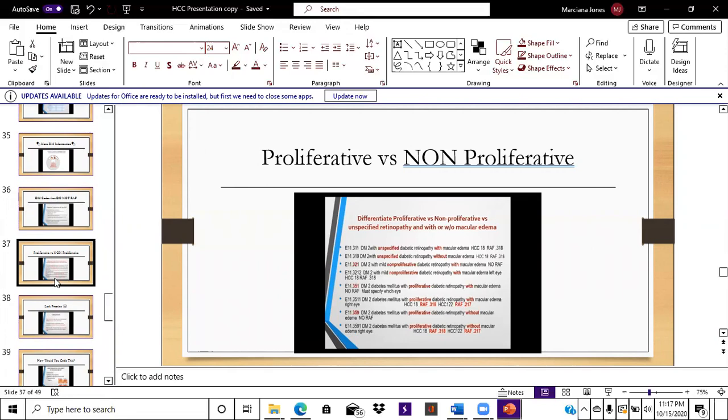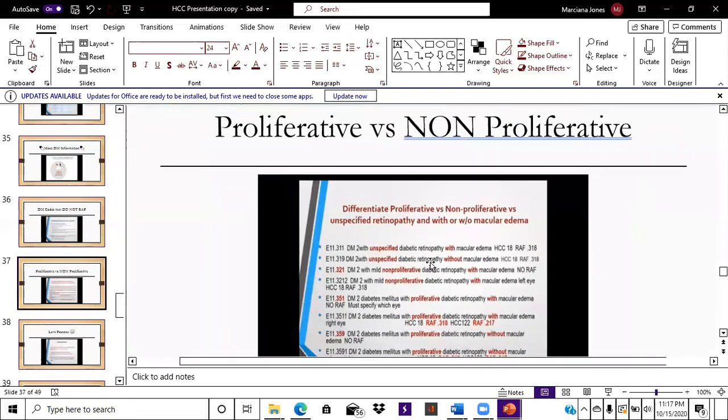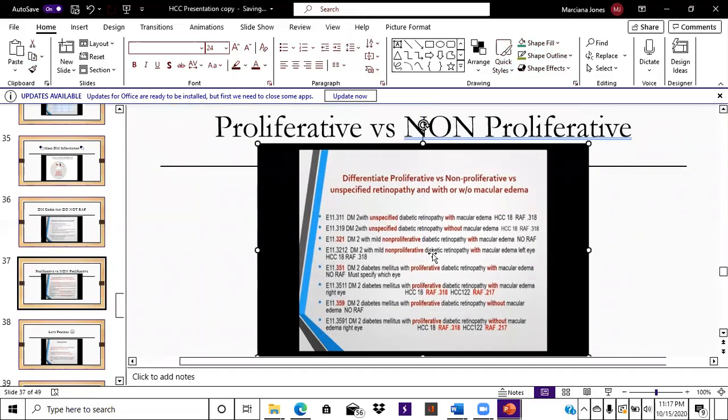Okay, so let me show you this. Okay, now you can use the unspecified. Let me show you why. Let me show you something. Let me enlarge it for you. Okay, here you go. So differentiate proliferative versus non-proliferative versus unspecified retinopathy and with or without macular edema. Let's take a look.